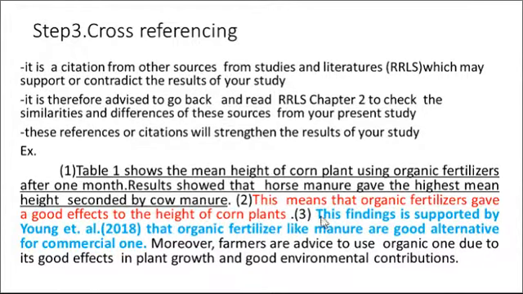Then itong number 3, itong kulay blue is the cross-referencing. So in this example, these findings is supported by Young and others 2018 that organic fertilizer like manure are good alternative for commercial ones. So yan yung tinatawag na cross-referencing. Kasi nagbibigay siya ng citation ng ibang scientists na pwede niyang kontrahin or suportahan ang result ng iyong experiment. So dito sa example na ito, this finding is supported. So sinusuportahan niya yung resulta ng iyong experiment based sa study ni Young and others. So yan ang cross-referencing na tinatawag.